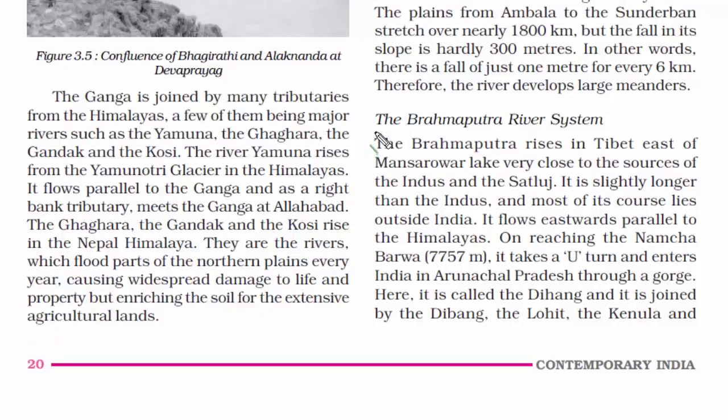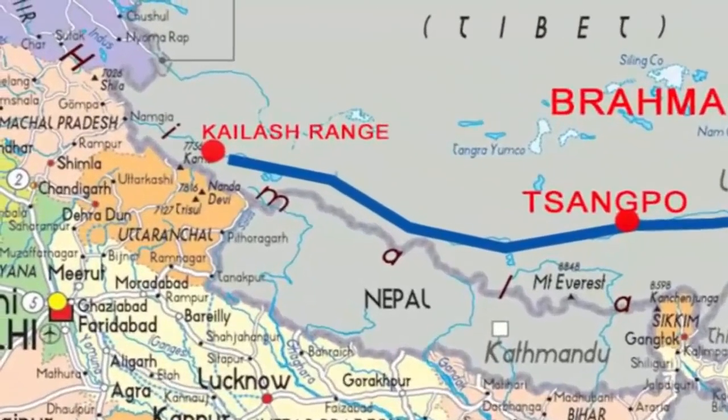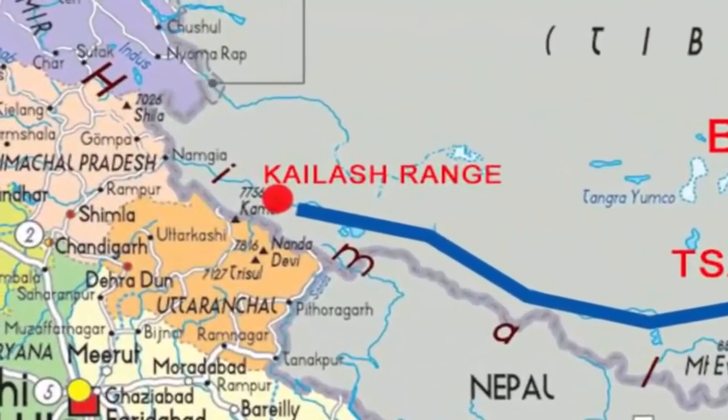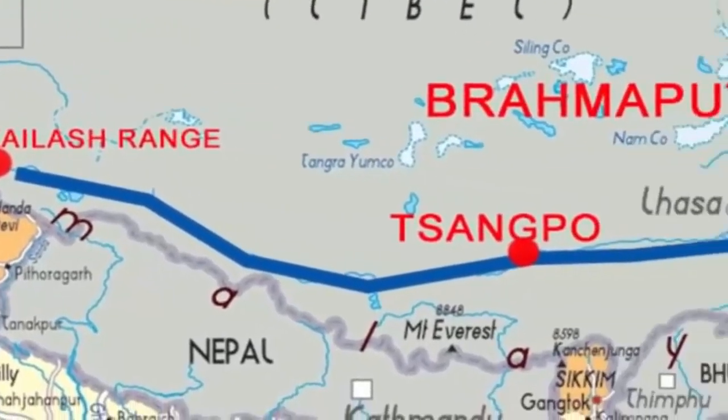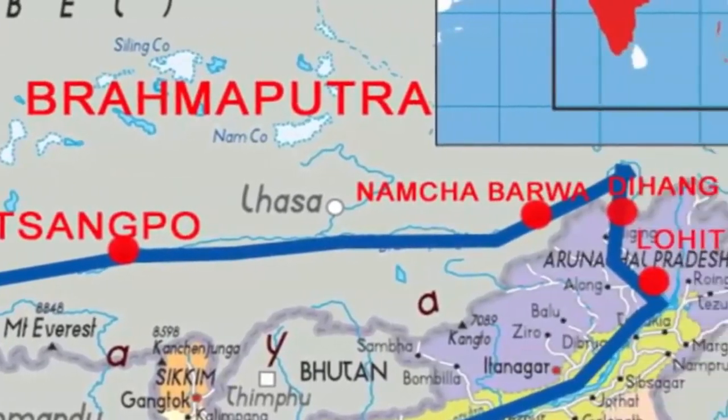Moving on to the next one, the Brahmaputra river system. The Brahmaputra rises in Tibet east of Mansarovar. Remember, Indus rises at the same place but moves towards west. It is slightly longer than the Indus, and most of its course lies outside India. So see how much of it is outside of India. It flows parallel to the Himalayas.